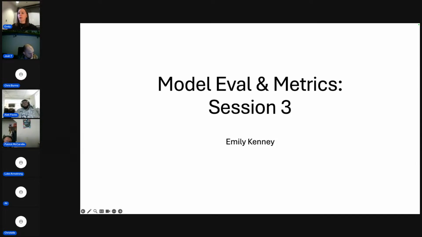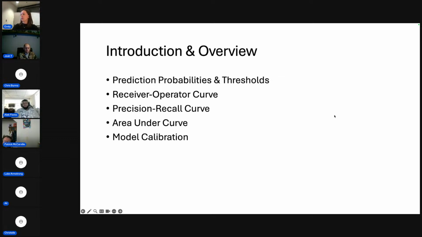Welcome to Model Eval, ML Model Eval Session 3. Today, we're going to go through prediction probabilities and thresholds.